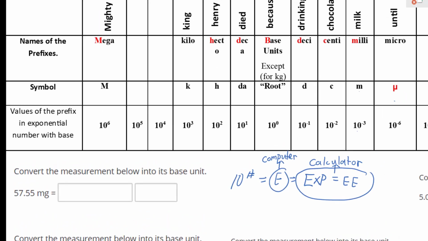For this example, we have 57.55 milligram. There are two boxes here. One is for the number and the other one is for the base unit. First, I want you to look at the number box. In the number box, I'm going to write all my numbers out. I'm going to look at my M. I'm going to use the Mighty King Henry. That M symbol means milli, 10 to the negative 3 power. Instead of writing 10 to the negative 3 power, I am going to use the 10 power as capital E, and then I'll put negative 3 because here it is negative. Now for my unit in this box, G stands for gram.